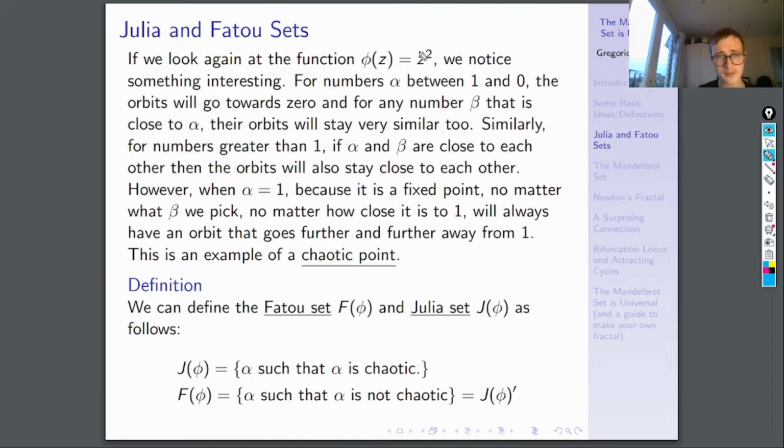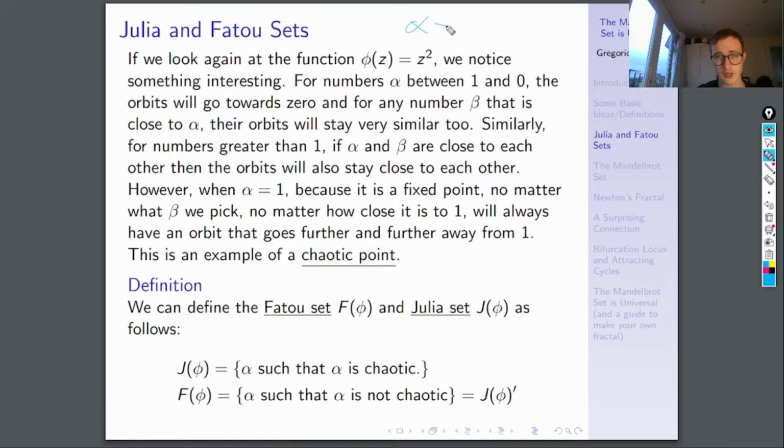So for our function phi, where phi of z equals z squared, let's look at 3 cases. If we have alpha between 0 and 1, then if we pick a point beta, which is also between 0 and 1, that's close to alpha, then phi will behave very similarly when we iterate it. They'll both go down to 0, and they'll both go down in a very similar way. If we pick some alpha greater than 1, and some beta that's close to alpha that's greater than 1, it will also blow up, right? And it will blow up very similarly too.